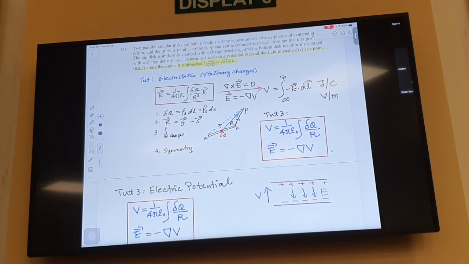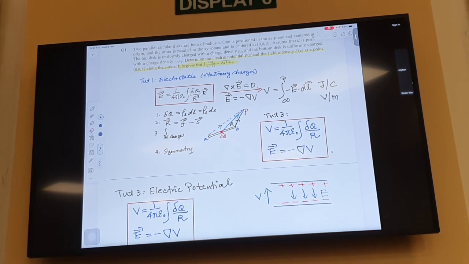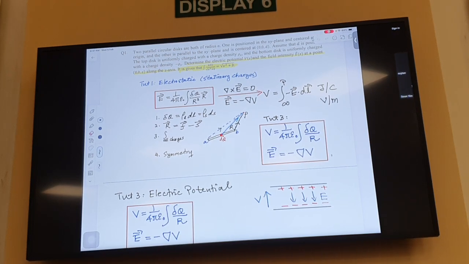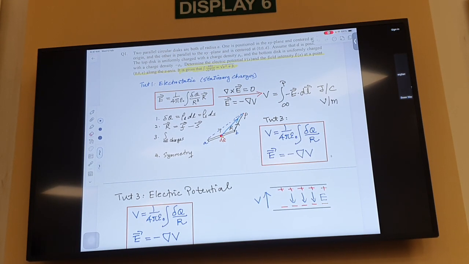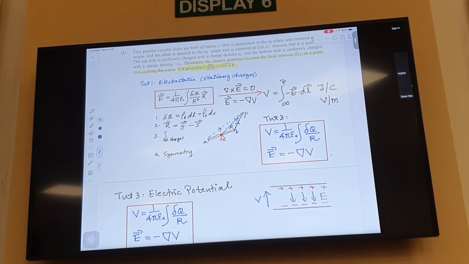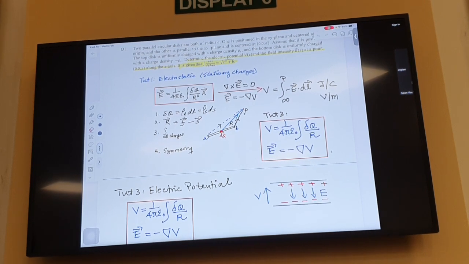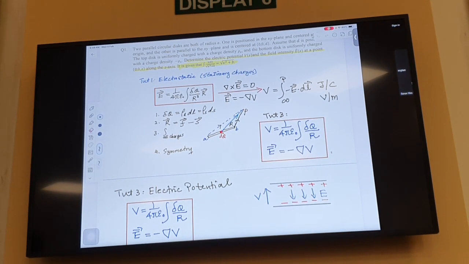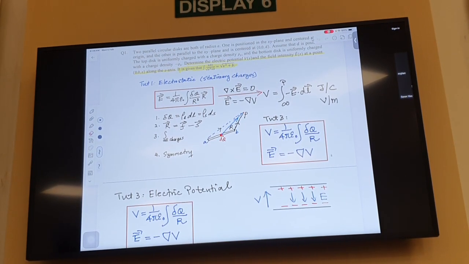And when you do the symmetry, remember, only two things: charges and distance. If the charges are the same and the distance is the same, the potential will be the same. Example here. Suppose you have a plane of charge here, and a positive charge here. Either you go 1 meter up or 1 meter down, it is the same, because the charge is the same and the distance is the same. One meter up or one meter down, same potential. But the E field is different.